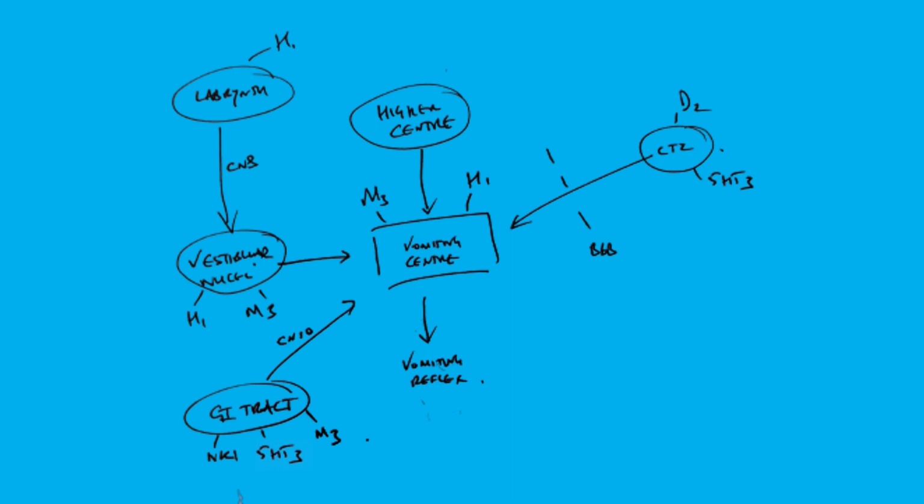The GI tract contains NK1, 5-HT3 and 5-HT4 receptors and M3. It has inputs to the nucleus tractus solitarius from the vagus nerve, which directly modulates the vomiting centre. Triggers include toxins and bowel manipulation or distension.